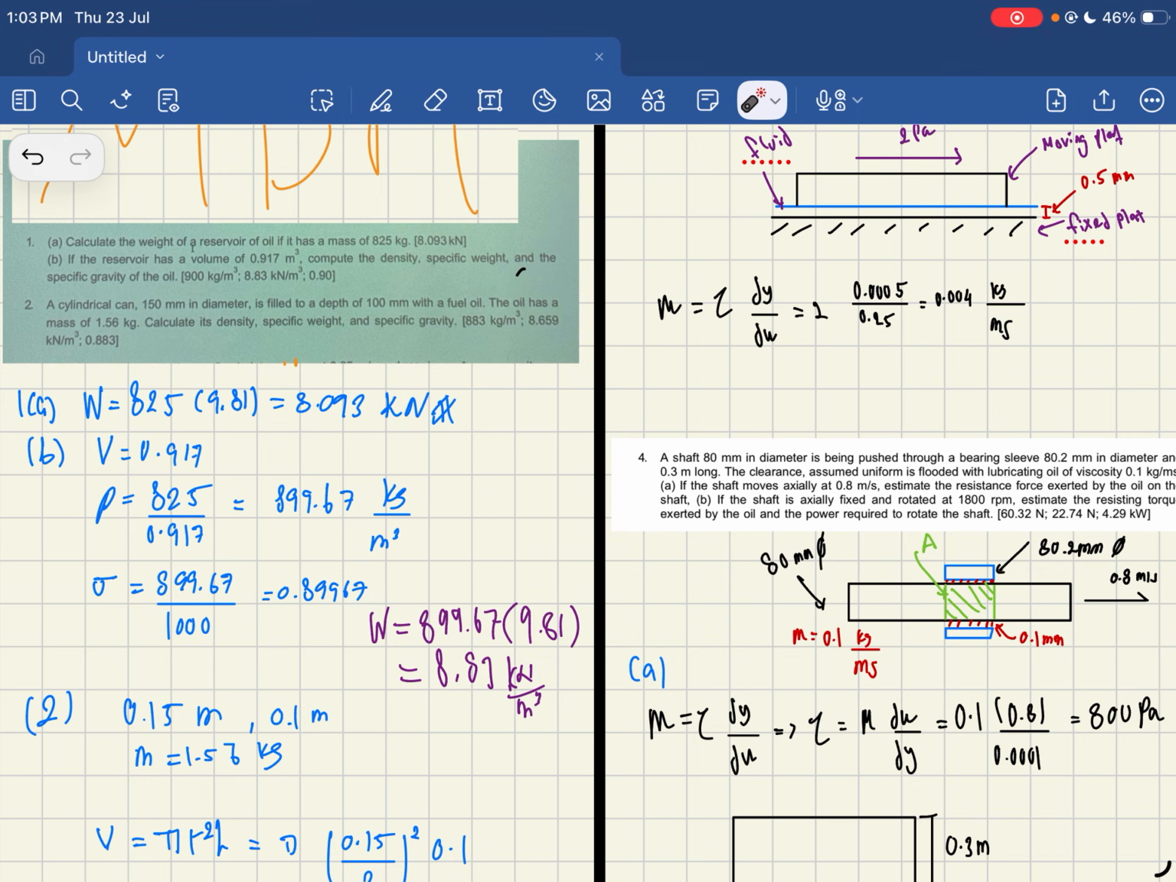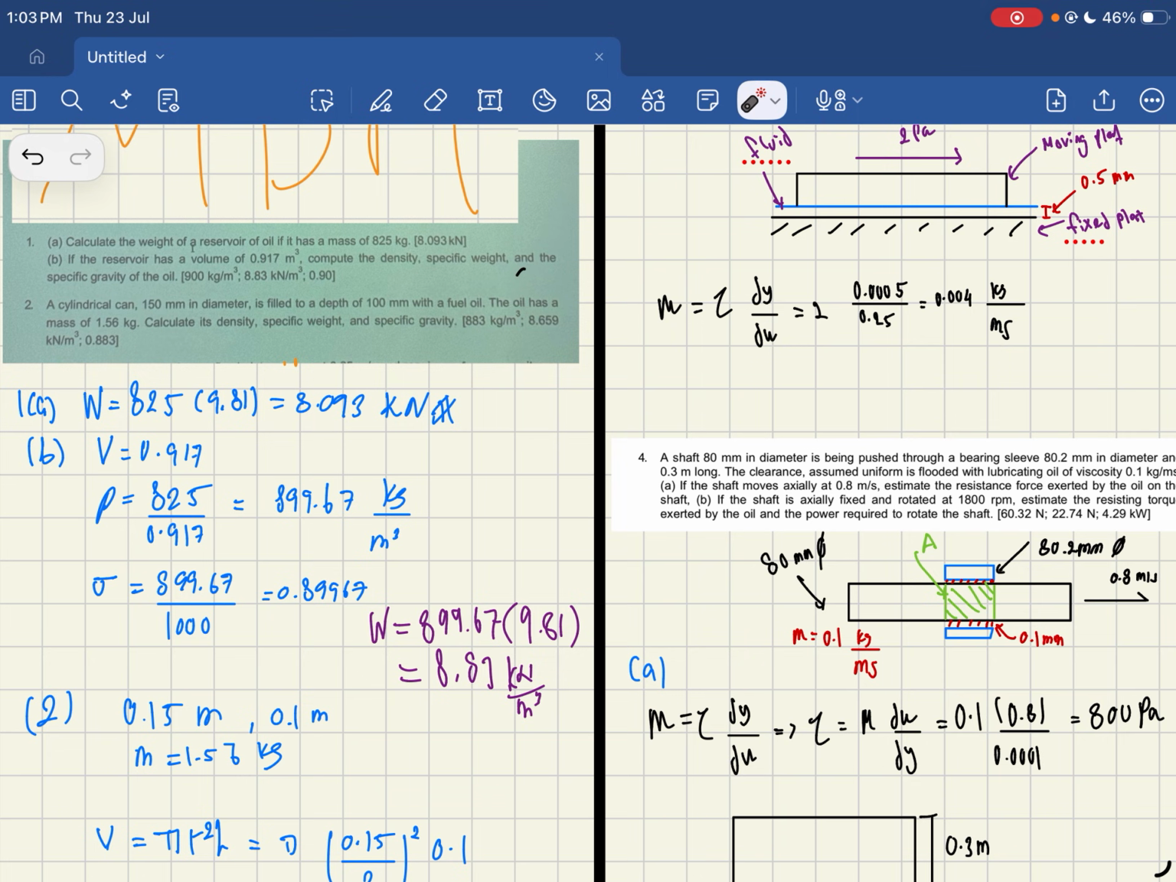The reservoir has a volume, from the same question, of 0.917 meter cube. Compute the density, specific weight, and the specific gravity. The density formula is mass divided by the volume itself. So the mass, 855, divided by the volume 0.917, thus you will get 899.67.